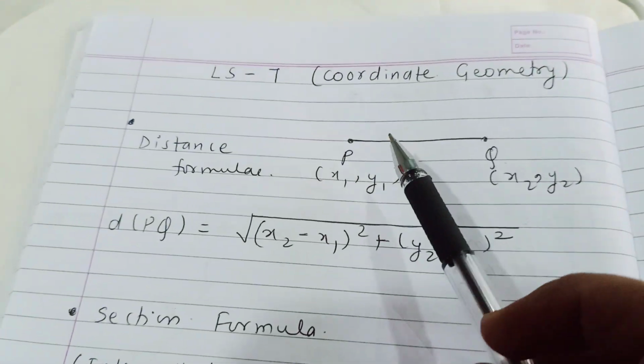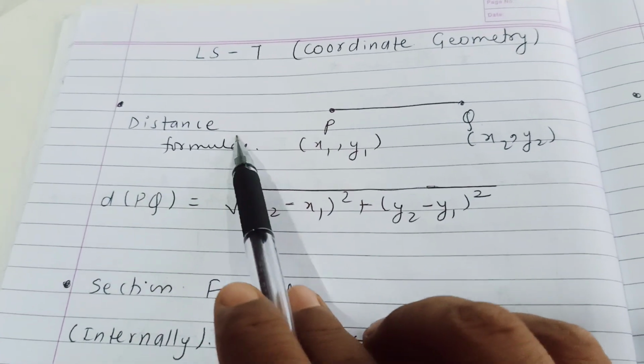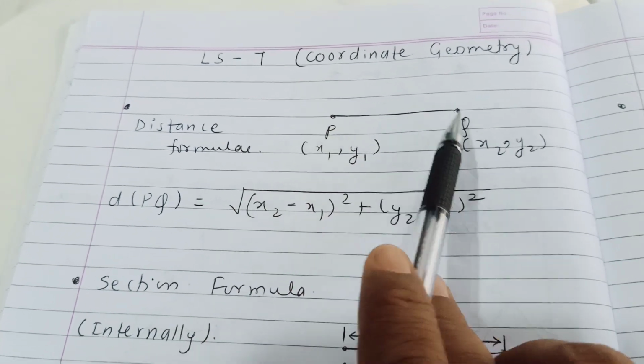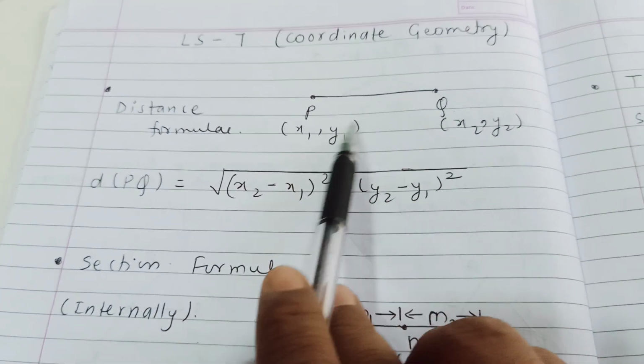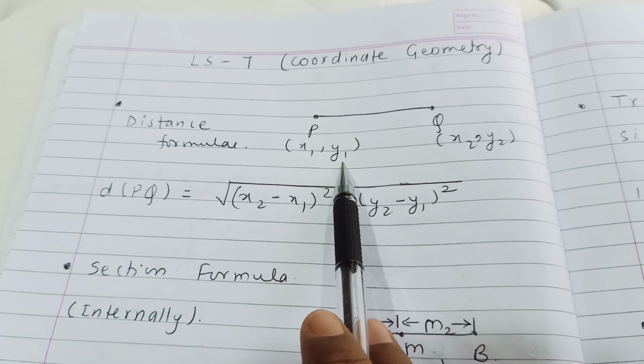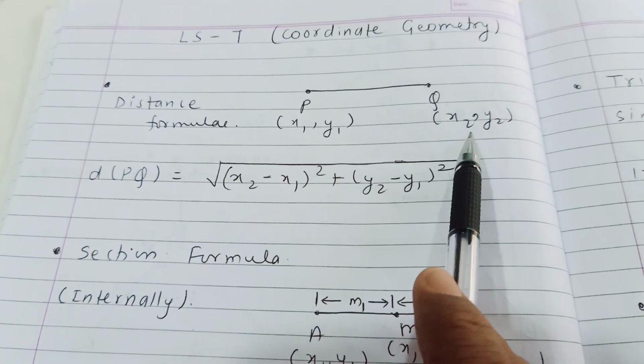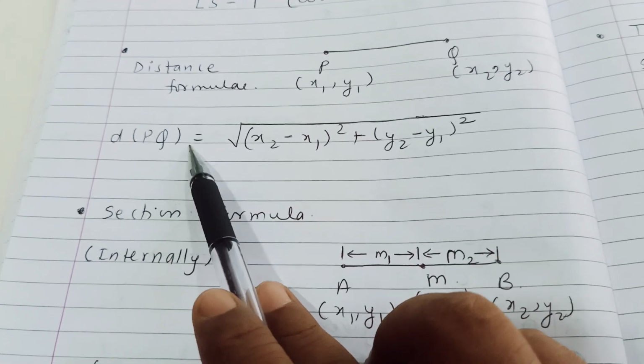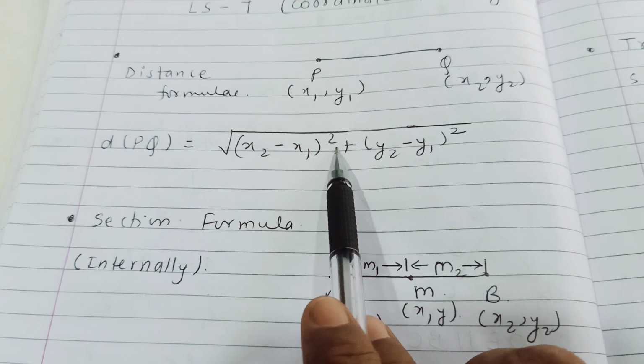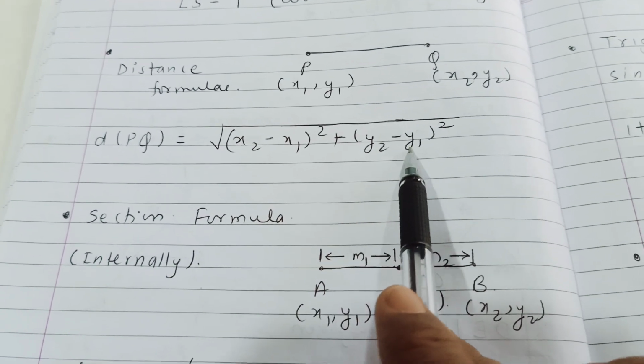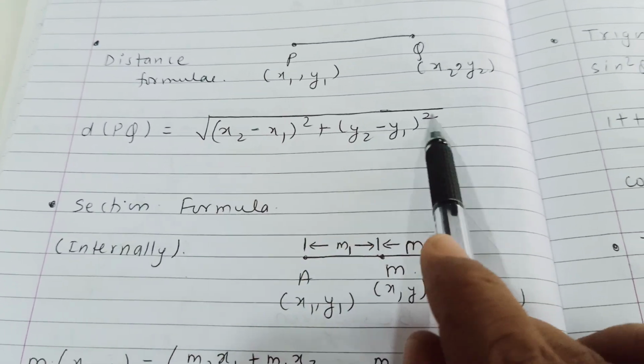Now the next thing is coordinate geometry. There is the distance formula. Distance formula means, if you want to find the distance between P and Q, we take P as x1 y1, and I am taking Q as x2 y2. So the distance PQ is the square root of (x2 minus x1) whole square plus (y2 minus y1) whole square.